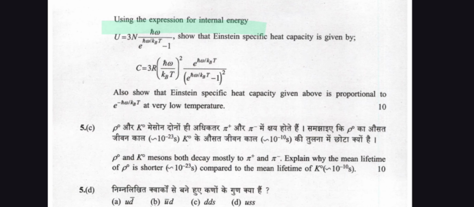Using the expression for internal energy, U = 3N ħω / (e^(ħω/kT) − 1), so that the Einstein specific heat capacity is given by C = 3R (ħω/kT)² e^(ħω/kT) / (e^(ħω/kT) − 1)². Also, the Einstein specific heat capacity given above is proportional to e^(−ħω/kT) at very low temperature.